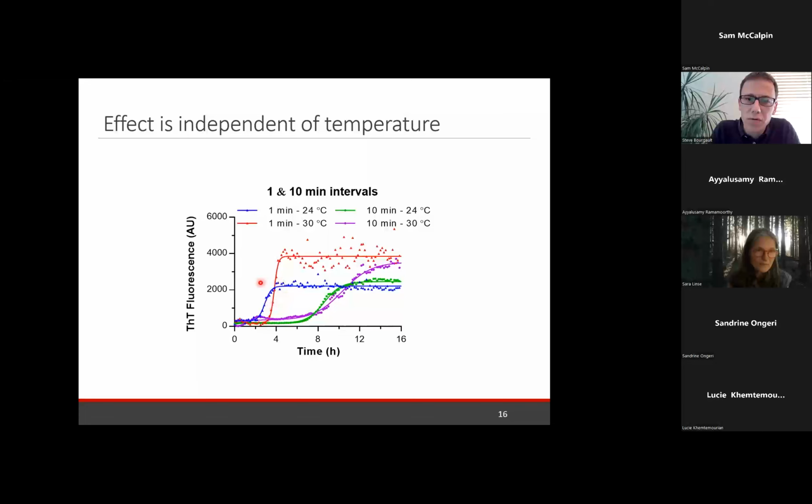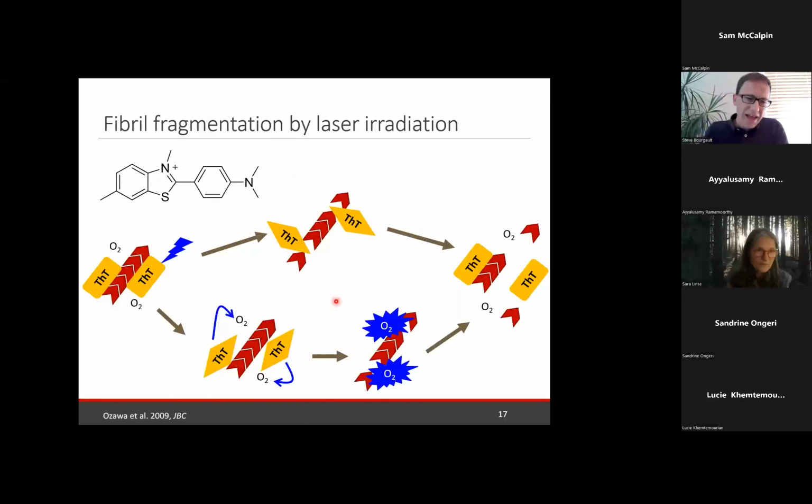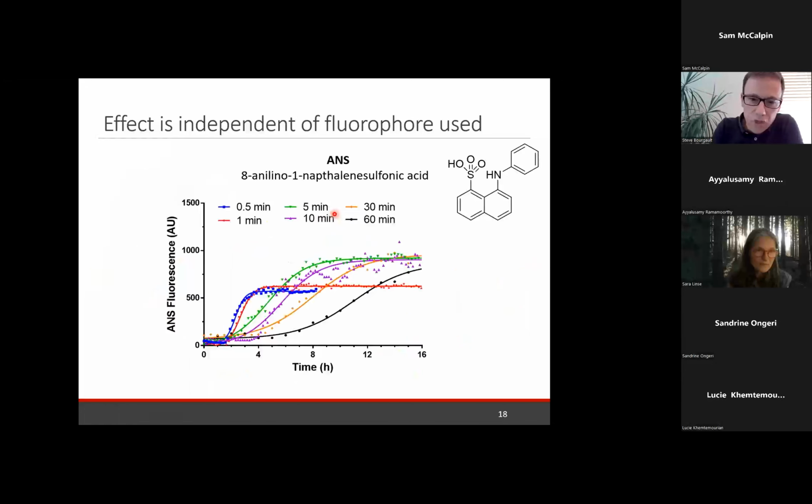So 1 minute here in blue and red, and in green and purple, the 10-minute interval. In the literature, Matthew found a nice paper in 2009 in JBC showing that laser irradiation through ThT can cause fibril fragmentation. Then in turn, it can promote secondary nucleation.